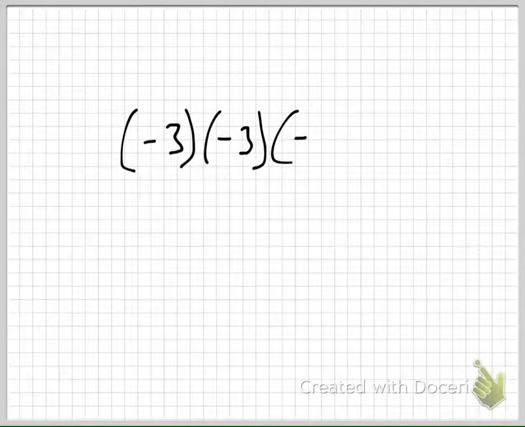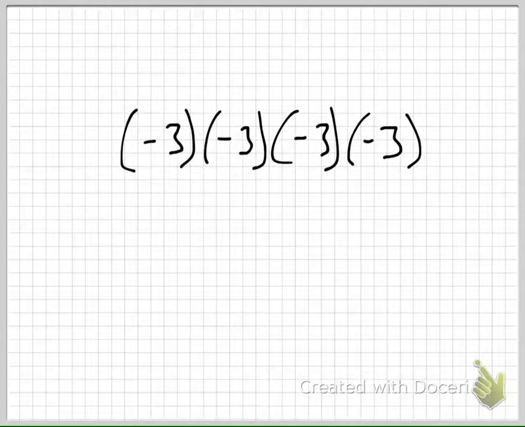What if I have negative 3 times negative 3 times negative 3 times negative 3? Can you write that as an exponent? How would you write that as an exponent, Sheena? Negative 3 to the fourth power. Absolutely, that's good.